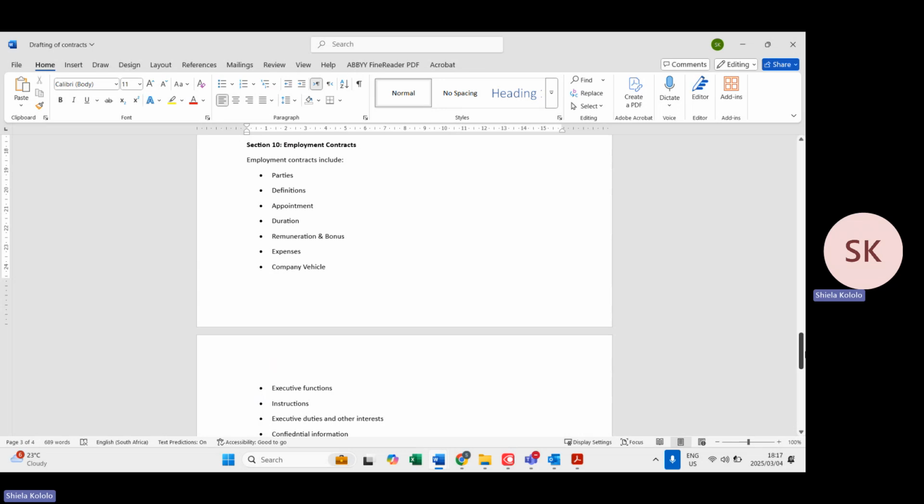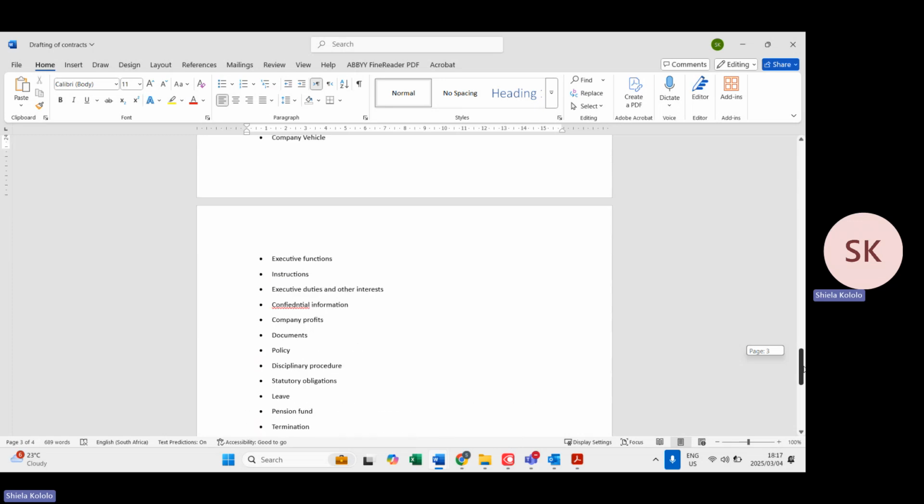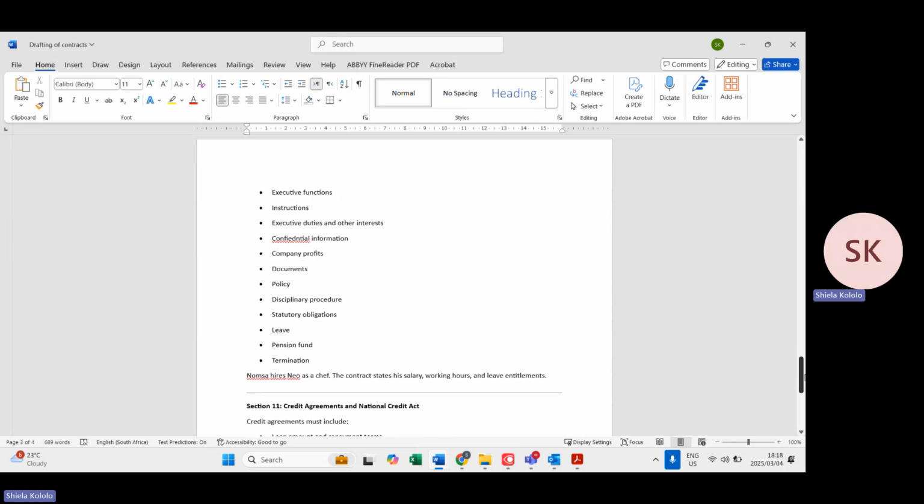And then expenses, what expenses can the company incur on your behalf, like let's say your travel expenses, maybe when you go for a presentation for work, depending on the nature of the business. Company vehicle, when are you entitled to your company vehicle, things like that. Executive functions, this one they just threw in, but there is a specific question. I also shared it on the group, but these are for executive roles. And then, yeah, those three are for executive roles.